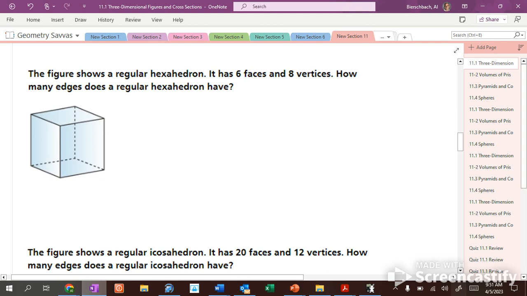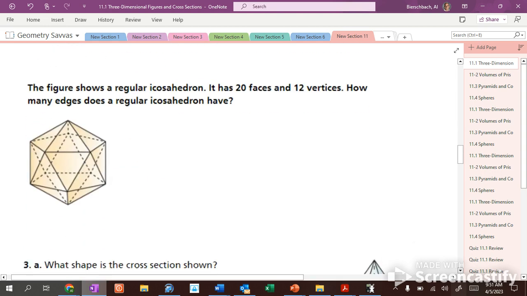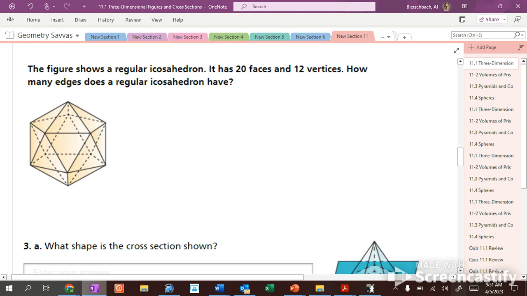A regular hexahedron is also known as a box. Okay? It has 6 faces and 8 vertices. How many edges does a regular hexahedron have? Well, you could actually count this instead of using the formula. How many edges does it have? 12. Because F plus V equals E plus 2. Here's a regular icosahedron.